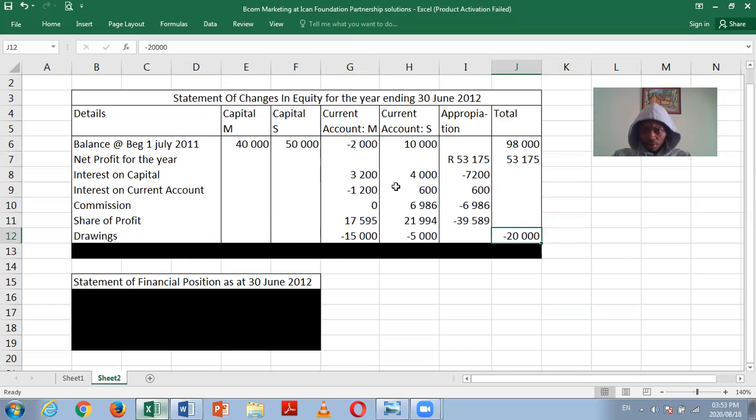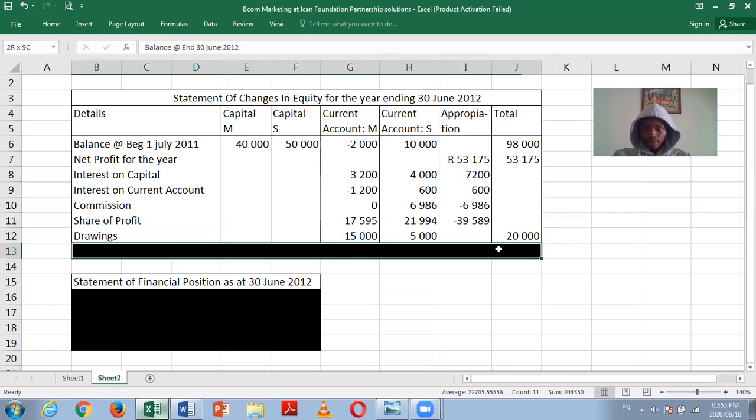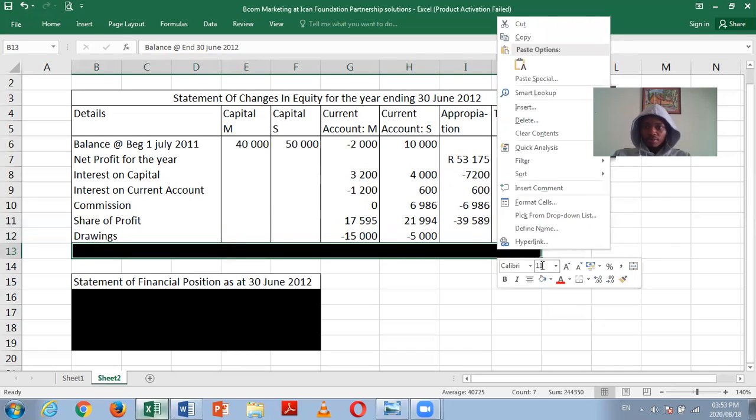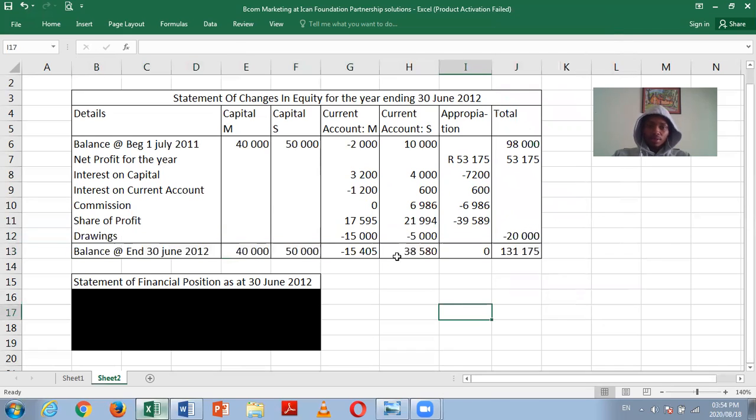So remember, when you add this plus this, whatever you have as positive, it's going to be negative on this side. But with drawings, we don't put it under appropriation, we just take it the way it is. So negative 15 plus negative 5, you get negative 20, right? And then lastly, we have what? Balances at the end. So balances at the end, when you add everything vertically and horizontally, you must get the same thing. So vertically, we have 40, we have 50, and then when you add and subtract where there's a minus, you get a negative of 15,405.